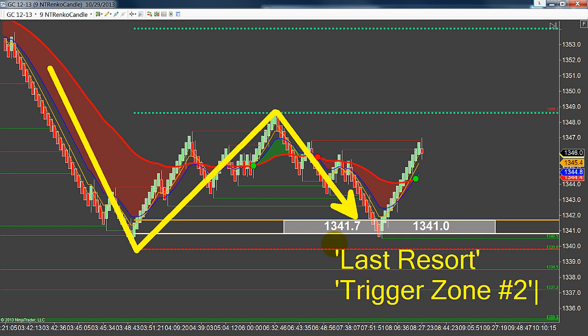We call this our last stop or our last resort support level here, or our trigger zone number 2. This is also used as our double bottom pattern, but that of course will be taken on an entry chart. So nonetheless, we have our last resort here today, and we found that out at 1341.7. The most important thing I want you to remember is this is a very slow time frame.